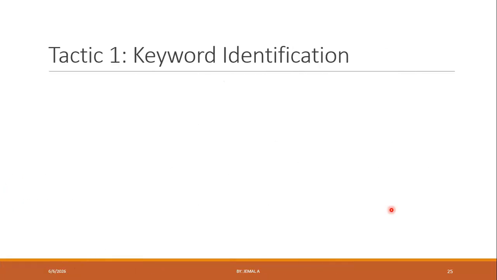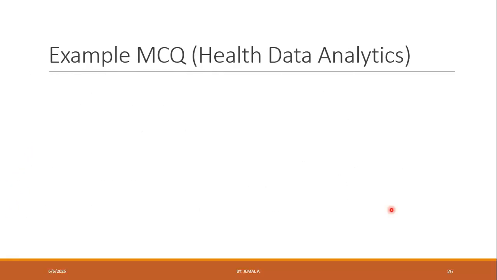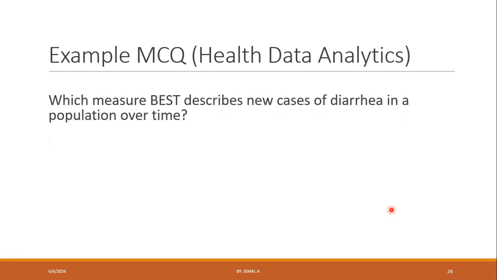As tactic one, let us see how we use keyword identification in a question stem. For example, look for terms like incidence, prevalence, risk, and stakeholders. Then identify directive words like best, first, and most in the question stem. After identifying these, they can directly guide us to the correct answer. So, for example, we can apply these techniques on the health data analytics course.